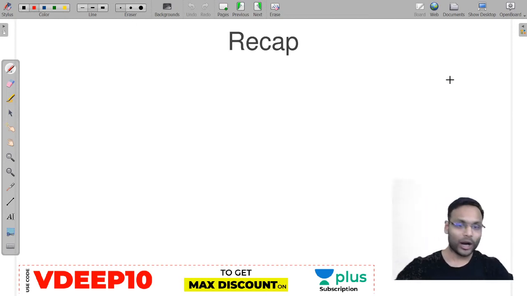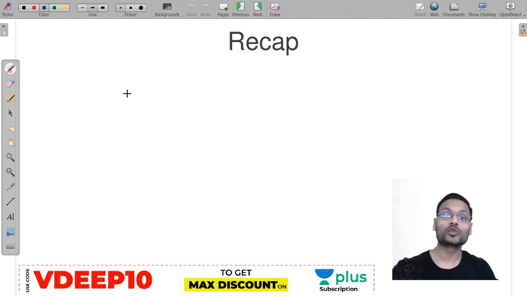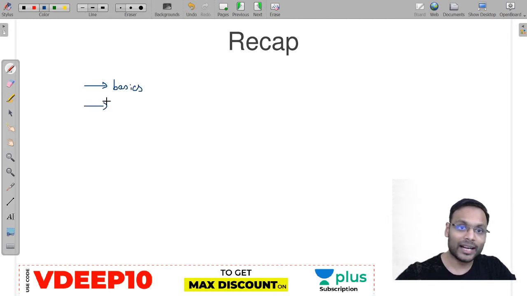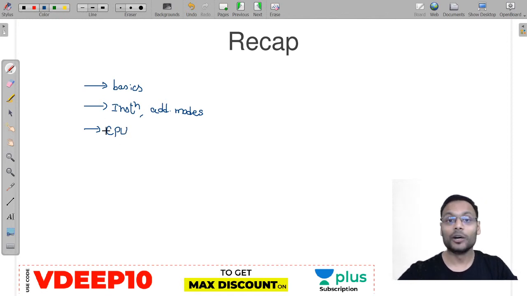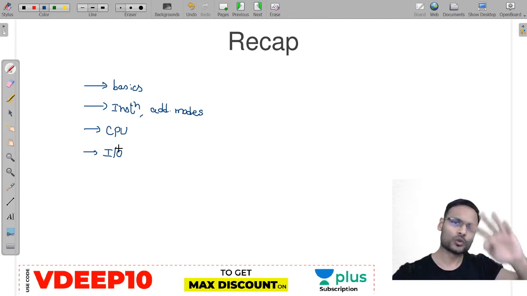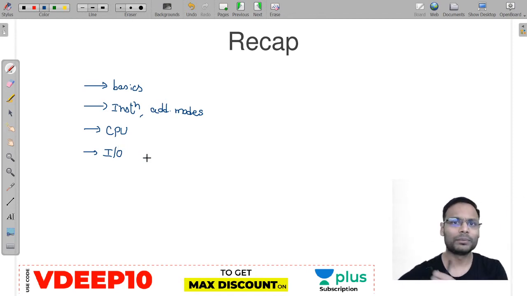So in the recap, what recap? Yeah, I have covered almost the entire subject. We started with the basics of computer organization and architecture, and after that I went to instructions, and in the instruction chapter I covered addressing modes. Then I covered the CPU ka design. In that I covered ALU, data path. Then I covered the control unit and everything. Then I went to the next chapter, which was IO organization. In the IO organization, so many things I have taught, including interrupt, DMA and everything.